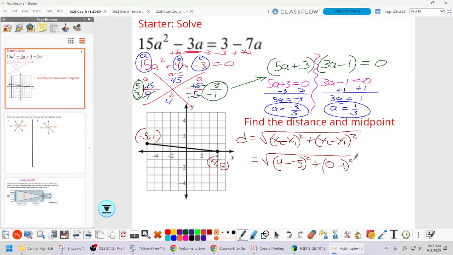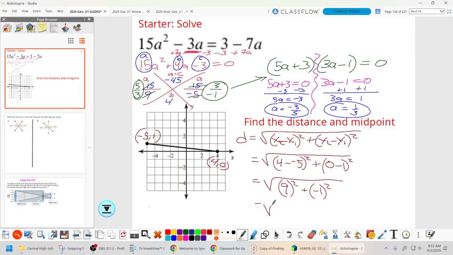So that's just talking through potential pitfalls with this. That's the first place. People mix up x and y. Like maybe put a 4 with the 0 instead of with the 5. Next possible pitfall is the subtraction. 4 minus negative 5 is 9, not negative 1 or 1. And then of course 0 minus 1 is just negative 1.